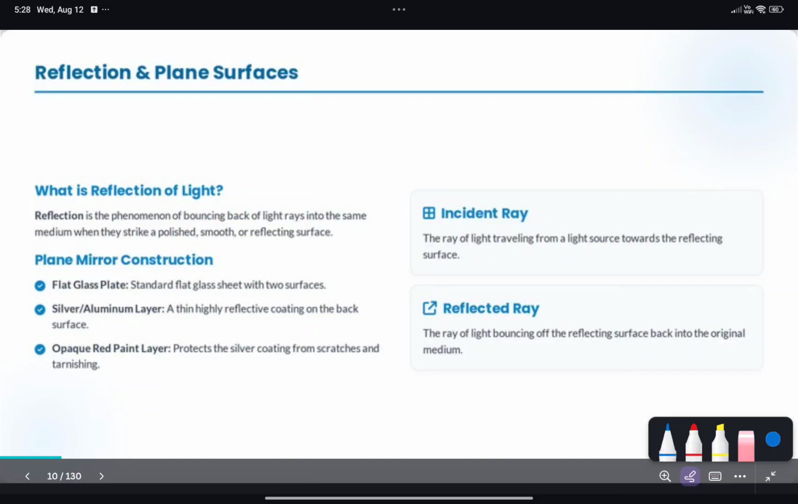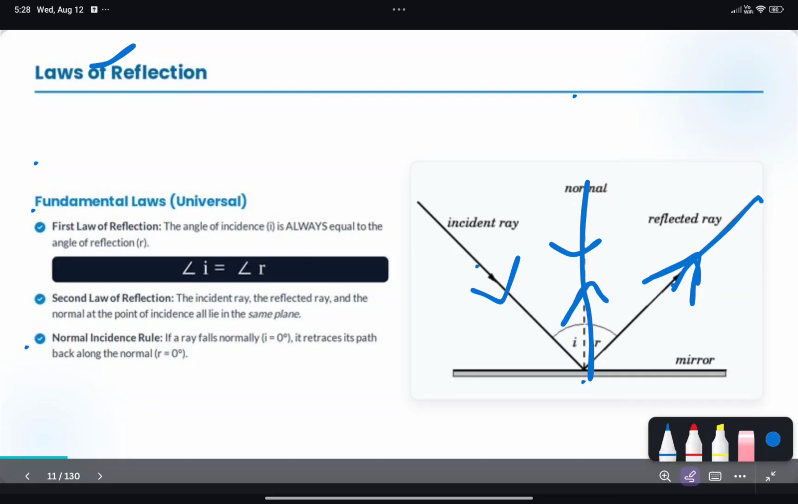Incident ray. We know what is meant by the incident ray: the ray of light traveling from the light source towards the reflecting surface. We call it the incident ray. Reflected ray: the ray of light bouncing off the reflecting surface back into the original medium. Simply call it the reflected ray.